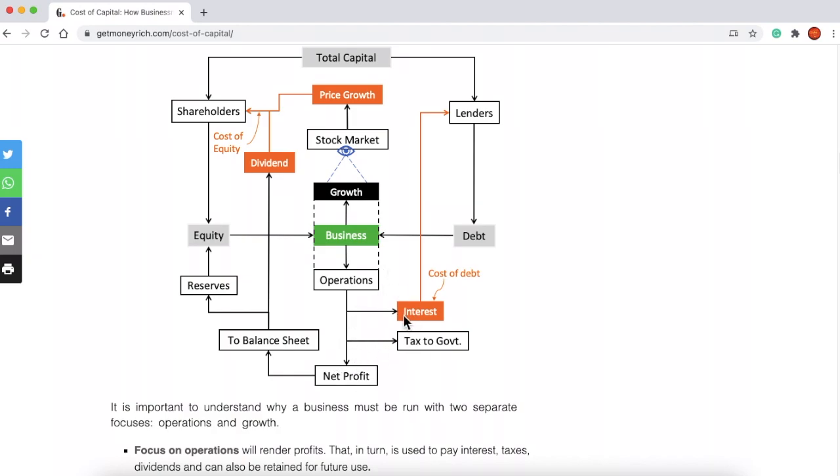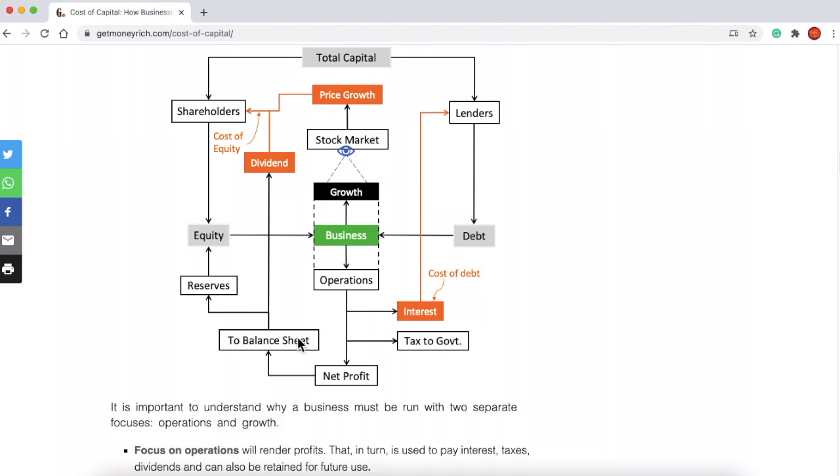And here we will get our first component of the cost of capital. You can see the total capital. The capital is equity and debt, and because the company has generated this capital to run its business, it also has a cost. It must pay a cost to its capital generators. So interest is one component. Where does the interest go? The interest goes to the lenders, banks, NBFCs, bondholders. Interest must be paid to them. So the first component of the cost of capital is cost of debt. This is the first component.